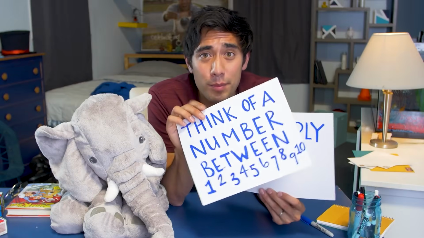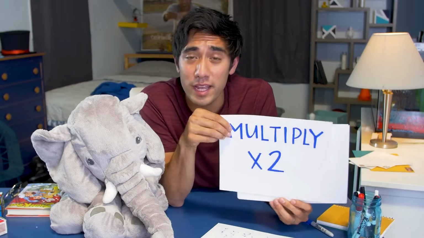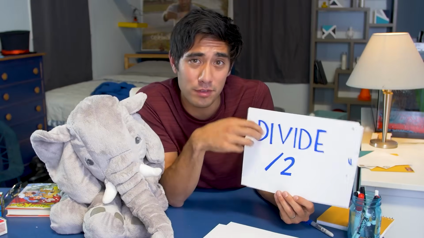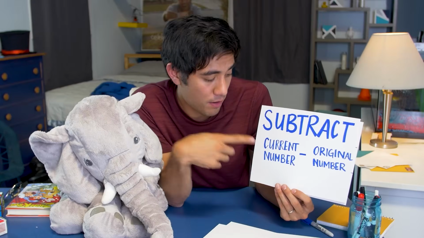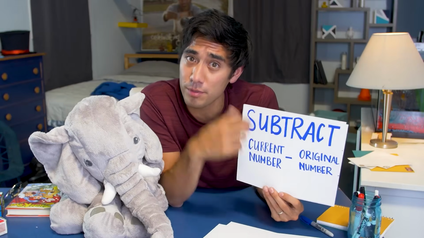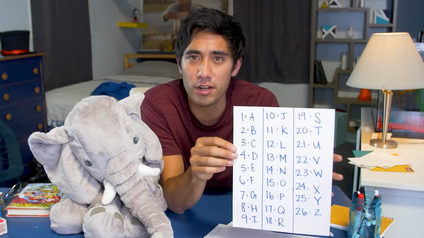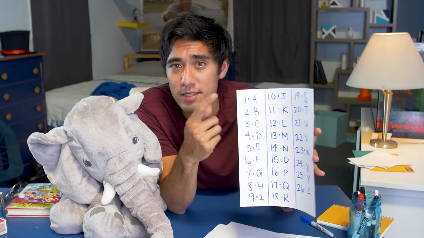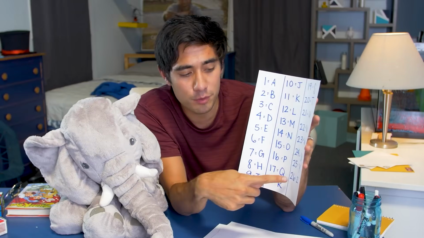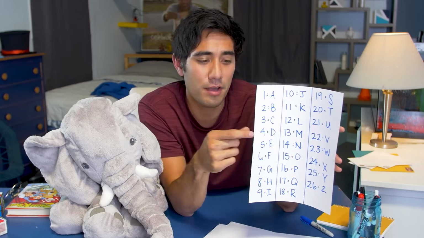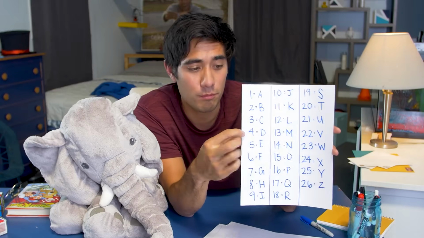You have them think of a number between 1 and 10, you have them multiply it times 2, add 8, divide it by 2, and then you're gonna take their current number and subtract the original number they thought of, the 1 through 10 number, and then that's gonna correlate to this chart, the alphabet. 1 represents A, 26 is Z, and everyone is gonna get to 4 based on the math. Now you're gonna have them think of a country with D.